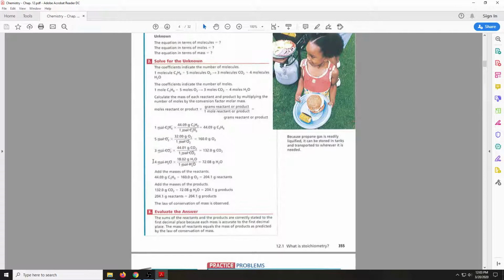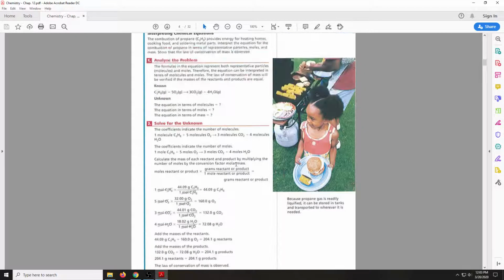We do the same thing for water. 4 moles times 18.02 grams of H2O over 1 mole of H2O gives us 72.08 grams of H2O. You are not done, right? Because we want the equation in terms of mass.